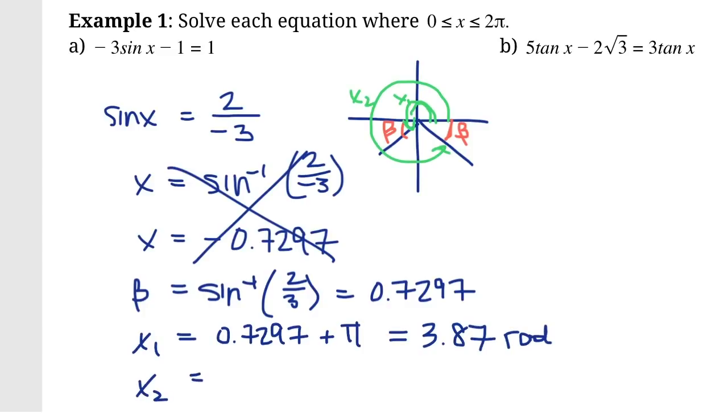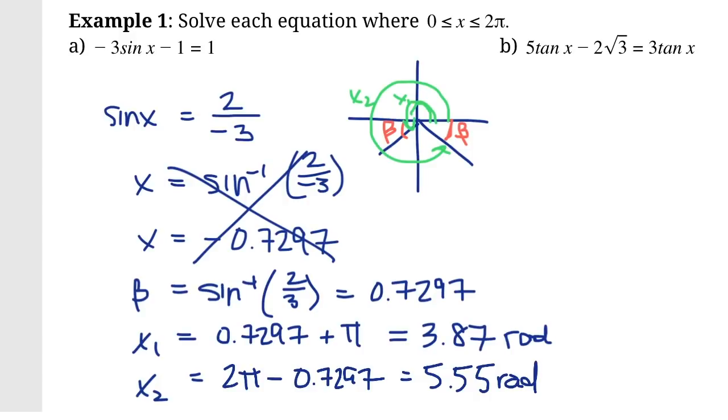x2, to find x2, it's like you're going all the way around the circle, right? And then you're subtracting that beta. So it's like you're saying 2 pi minus 0.7297, which gives us a value of 5.55 radians.